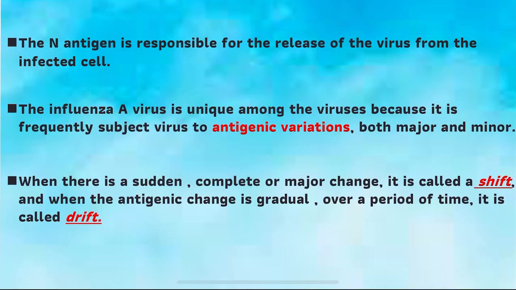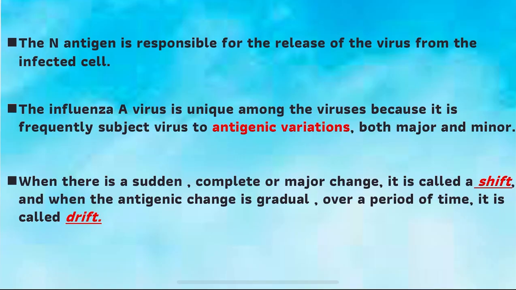Okay, I guess I have to go to the previous slide. Yeah, when there is a sudden, complete or a major change, it is called a shift. When the antigenic changes are occurring very gradually over a period of time, it is called drift. So now when we move on to the further slides, you will have a better clarity about the shift and the drift. So what is shift?